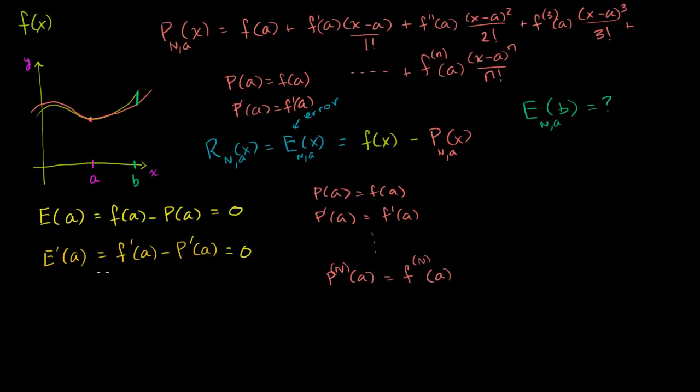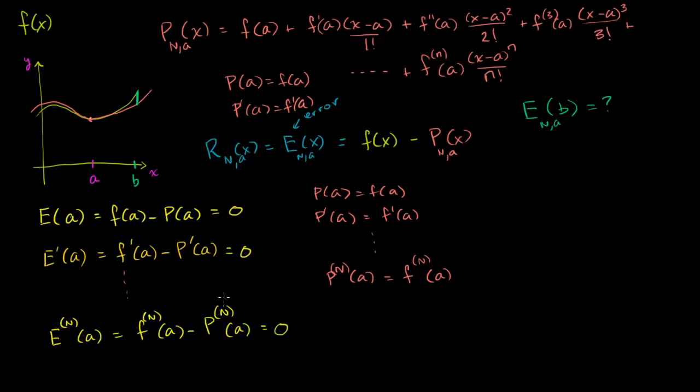So what that tells us is that we could keep doing this with the error function all the way to the nth derivative of the error function evaluated at a is going to be equal to, well, that's just going to be the nth derivative of f evaluated at a minus the nth derivative of our polynomial evaluated at a. And we already said that these are going to be equal to each other up to the nth derivative when we evaluate them at a. So these are all going to be equal to 0.